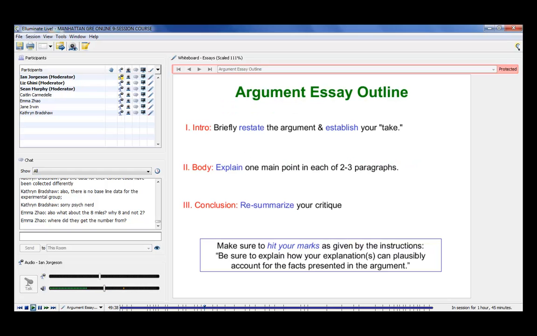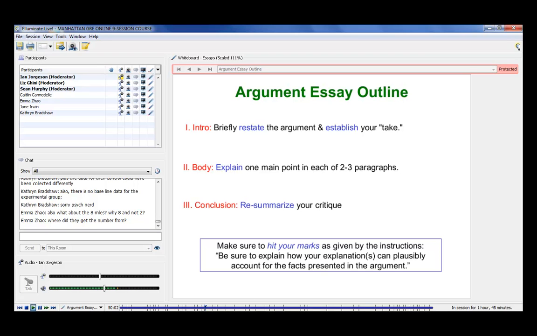Let's talk about an outline for this kind of an essay. You want to restate the argument. You want an intro paragraph where in 2 sentences you do just what we've been doing all along, which is restate what the author's conclusion is, what the evidence is that supports it, and maybe paraphrase it to get at the root of how the argument's working.